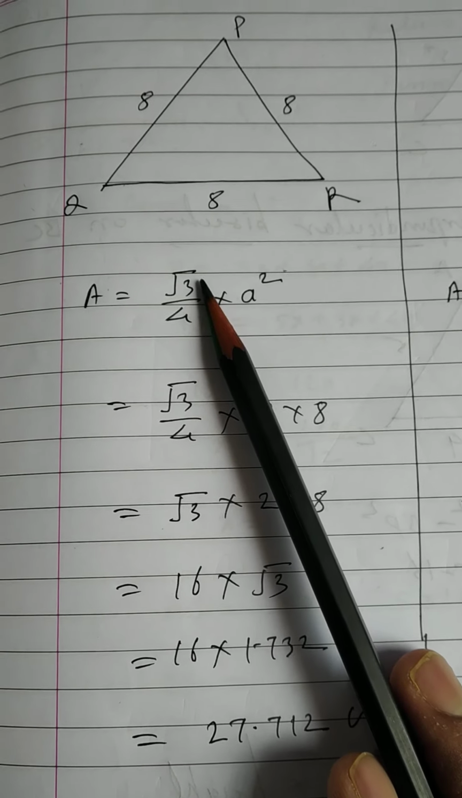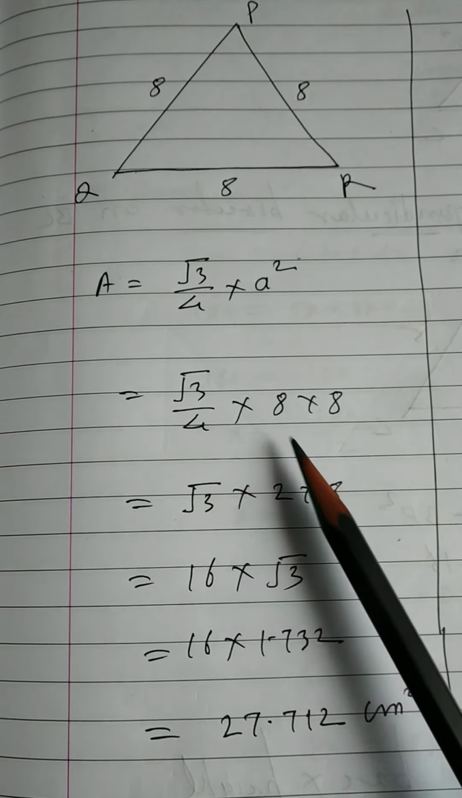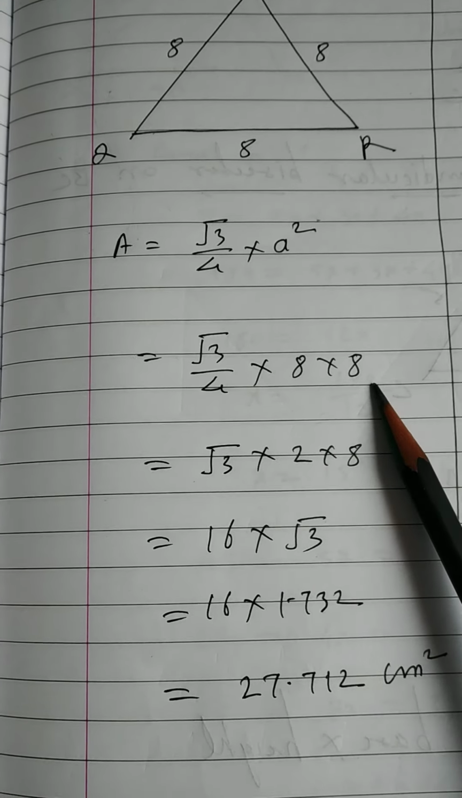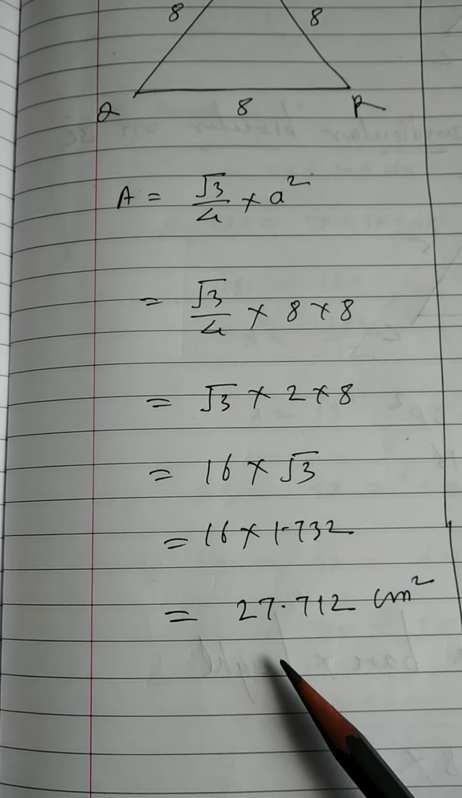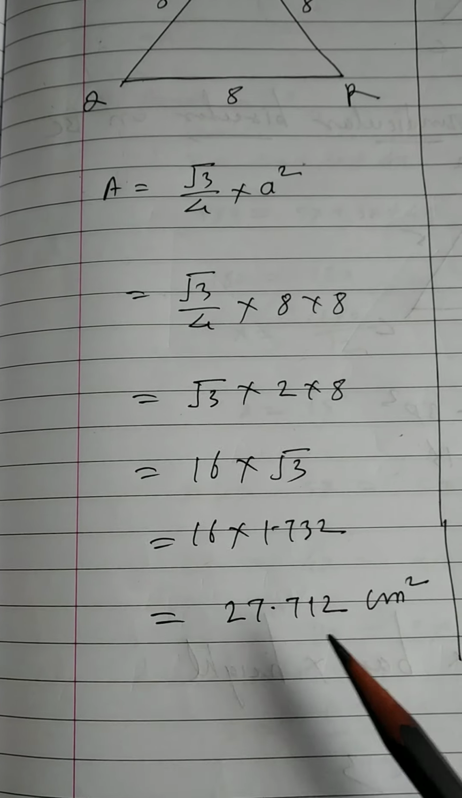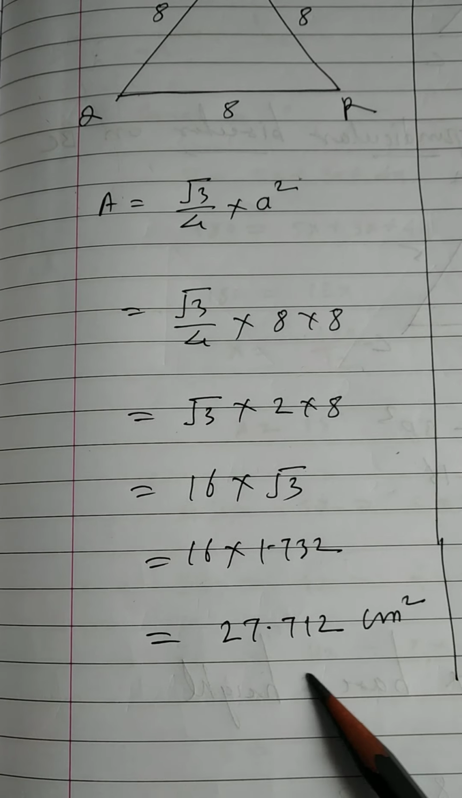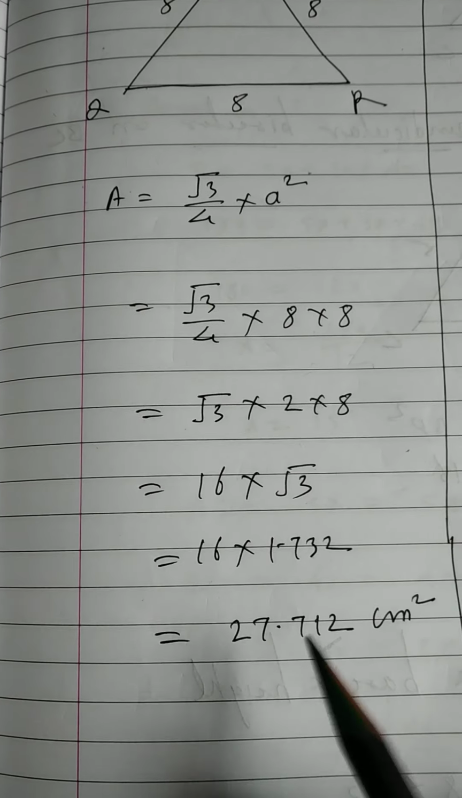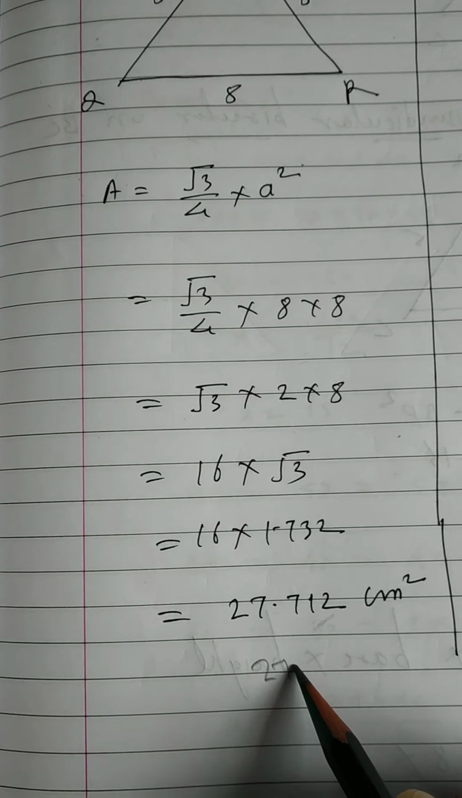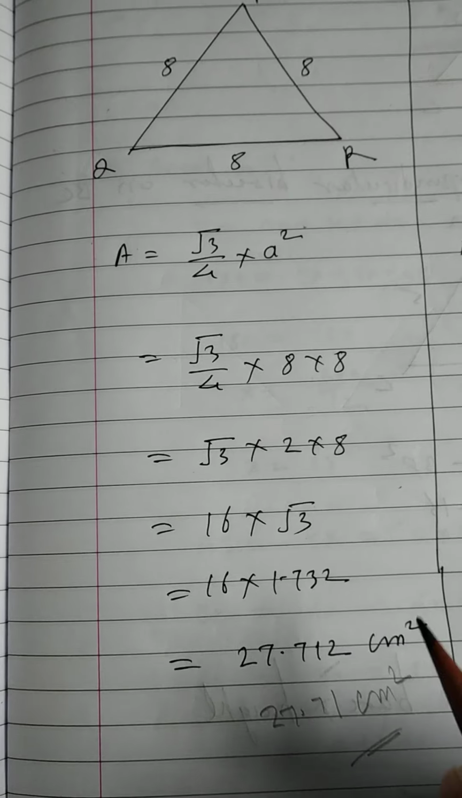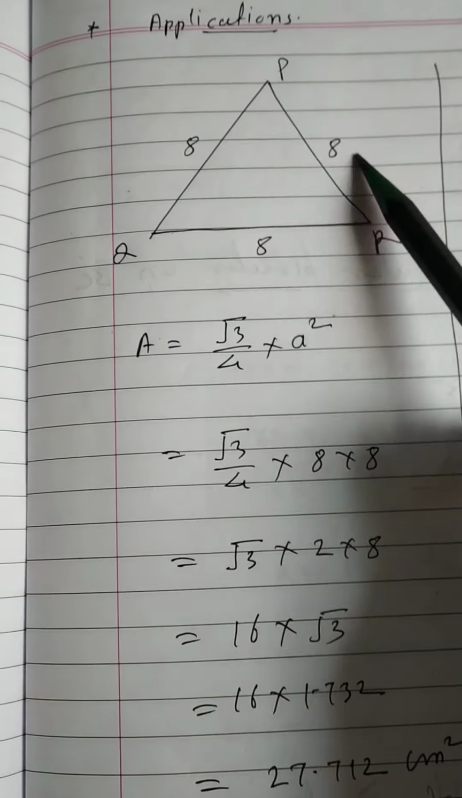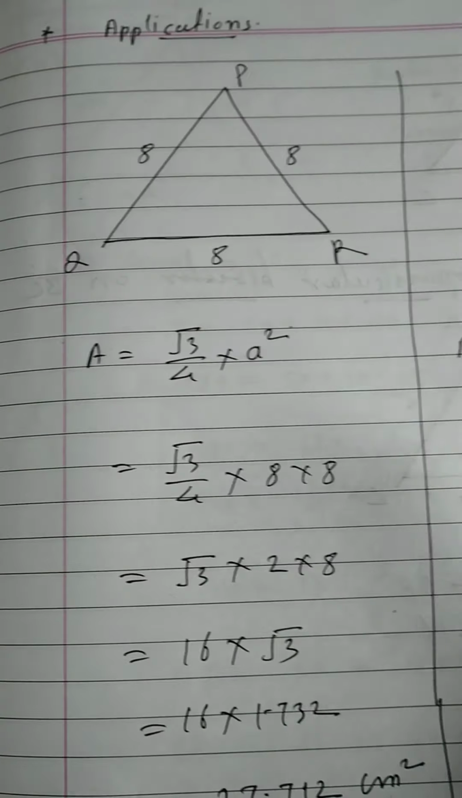Area is equal to root 3 upon 4 into a square. After putting the values, 8 into 8, so it will be 4 2s are 8. After calculating, my answer is 27.712. You have to write the answer up to at least 2 decimal places. So you have to round it off. Like it will be 27.71, and don't forget to write what? Unit. It's centimeter square.